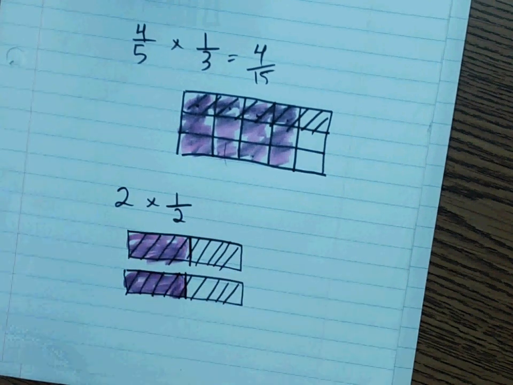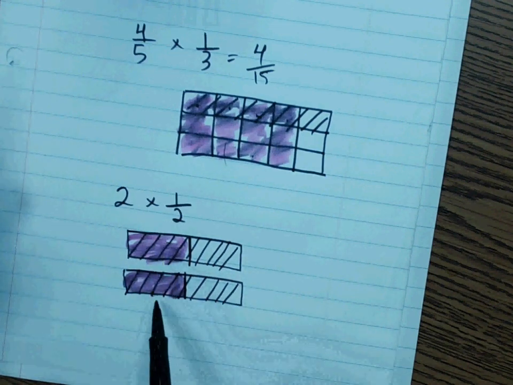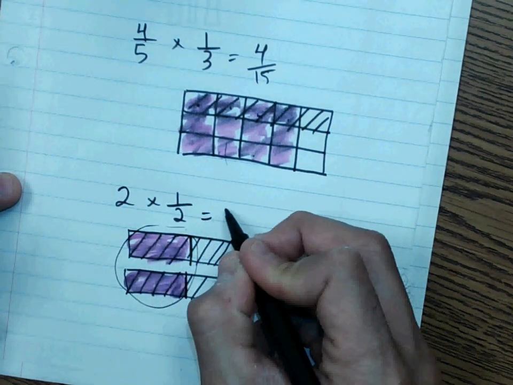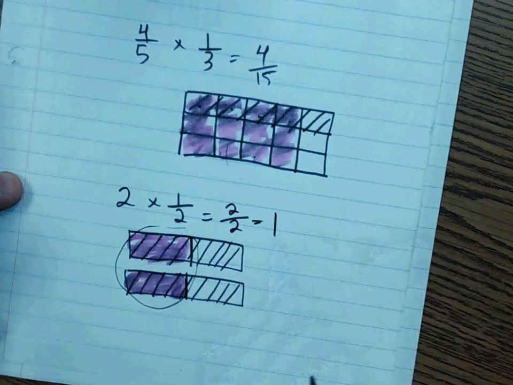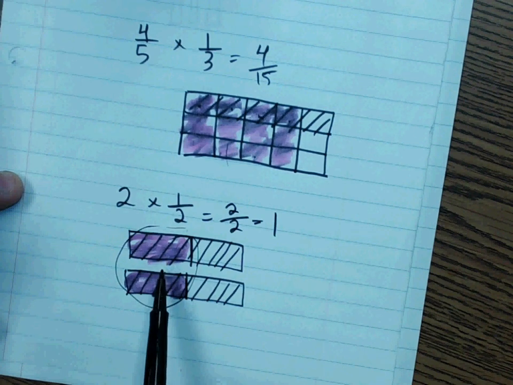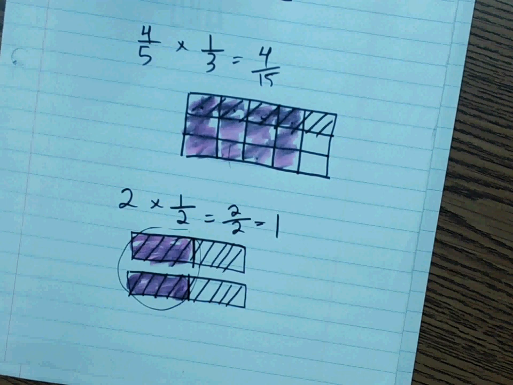So going back to the grouping, you have 2 groups of a half. So here I've got 2 groups of a half. So this will be my product. I've got 2 of these halves, which is equal to 1. Because if you think about it, if we put both of these 2 pink shapes together, it'll make one whole rectangle. So again, this is just a way to visualize multiplying fractions.